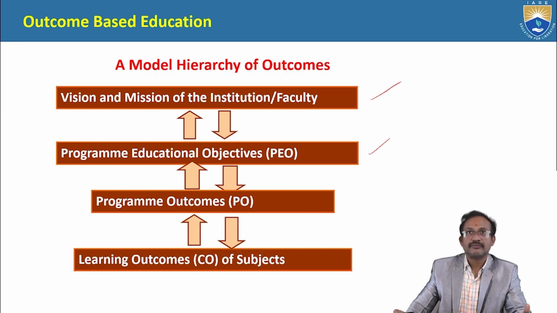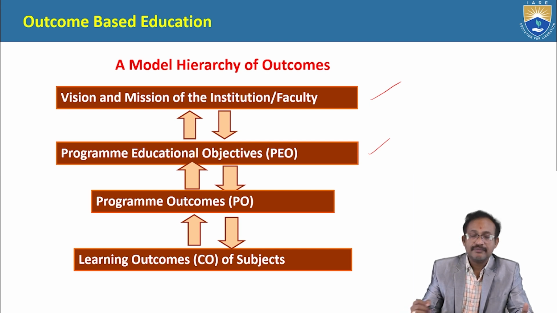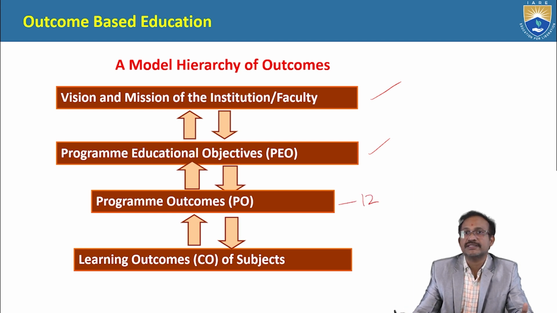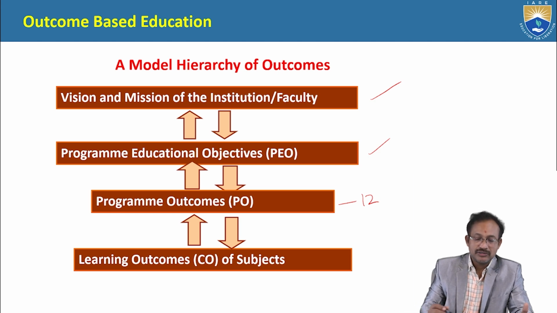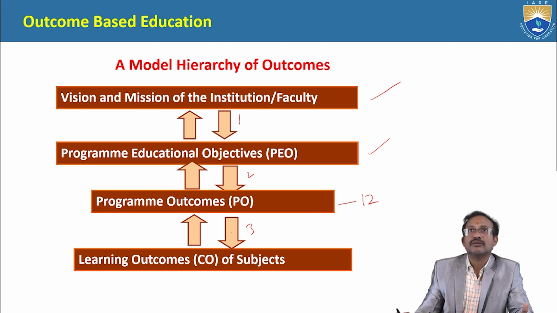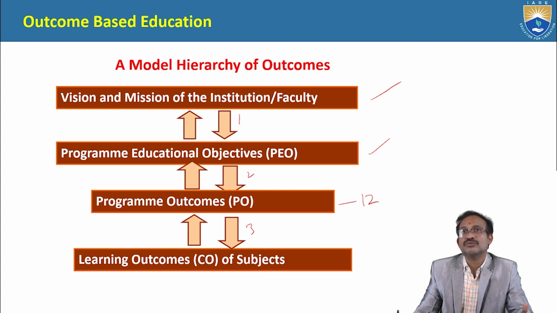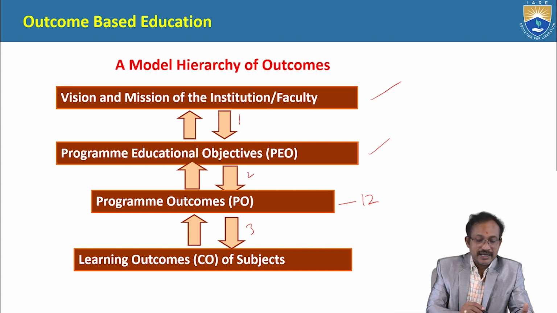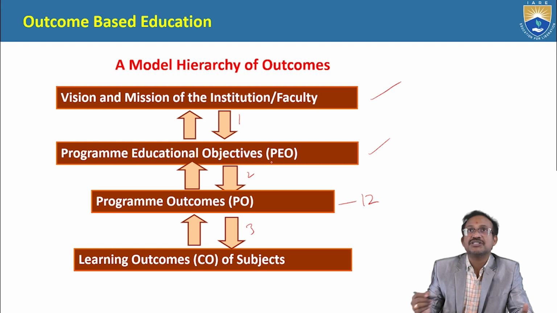Next, after preparing the program educational objectives, we have to have program outcomes. Program outcomes are already standardized. Those are 12, which we will see in detail one by one. So here see 1, 2, 3. This is the top down approach. First the vision and mission of the institute, and program educational objectives from this vision and mission. Next, we have to derive program outcomes.